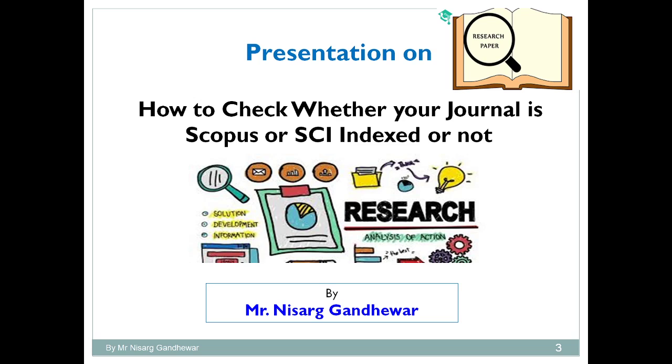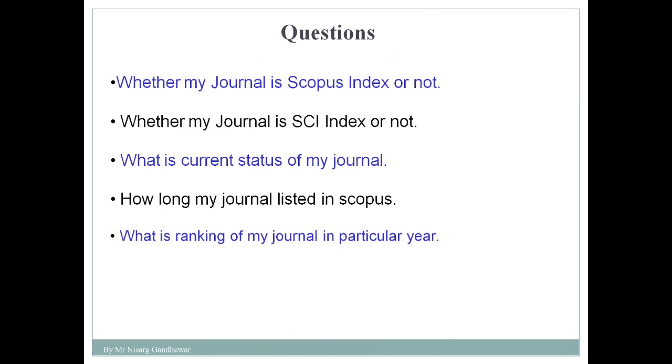So our today's video topic is how to check whether your journal is Scopus or SCI indexed or not. As we know, in the market a number of journals are there, and a few journals state that they are Scopus indexed, but it's better to check whether the journal is currently Scopus or SCI indexed or not. So checking the current status of that journal is a very important thing.